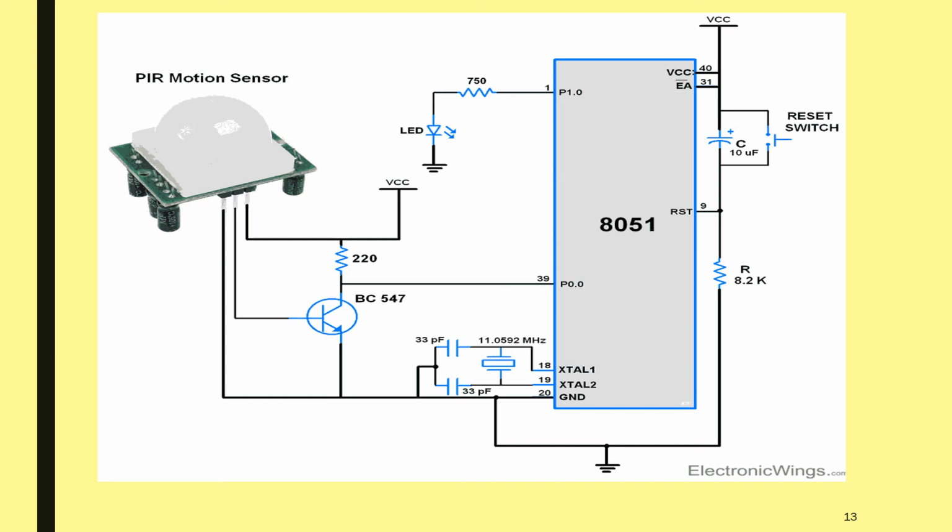As far as the three pins of the PIR sensor are considered, one is to be connected to VCC, the second one is connected to the actual output pin via that current control transistor, and the third one is connected to ground. So you can see the three connections from the PIR sensor. Whatever is happening with P0.0, the control is carried out.